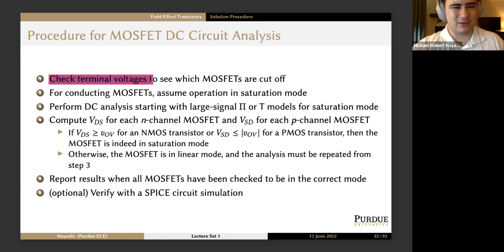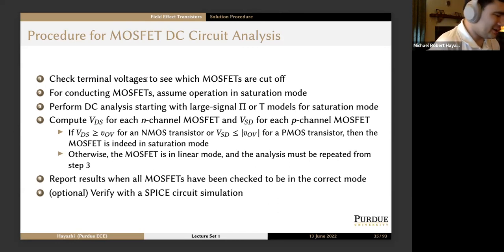So here's the procedure we're going to go through. First of all, in a MOSFET DC circuit, check which terminal voltages are around the MOSFET to see if any MOSFET is cut off. It should be obvious with a little bit of training to figure out which MOSFETs are cut off. Remember, cutoff for an N-channel MOSFET means the gate to source voltage is non-positive. So if the gate is at a lower potential than the source, that MOSFET's probably going to be cut off. And for a P-channel MOSFET, if you see the gate above the source voltage, that would be a clear indication that that MOSFET is cut off.